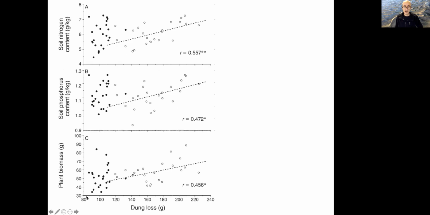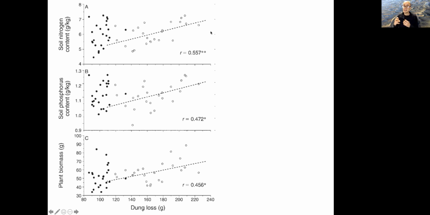Along the x-axis here is what happens to a variety of processes as the dung disappears. Actually, what happens to plant biomass, soil phosphorus concentration, and the soil nitrogen content when different amounts of dung have been lost from these dung pies. And what they found was a consistent and positive relationship between losing dung and plant growth. So the more dung is taken away, the more plants that are growing, these are grasses that are growing in and around that dung, the more they're actually able to grow. The more soil phosphorus is available, and the more soil nitrogen is available.